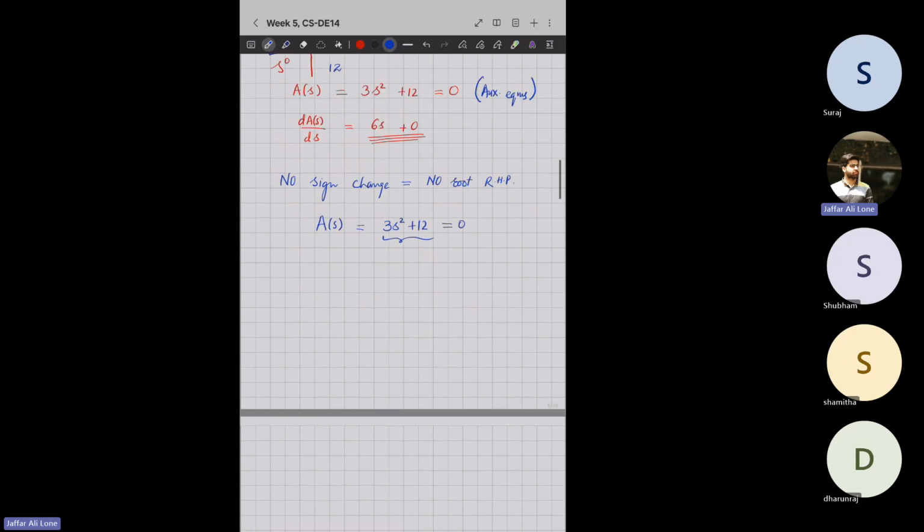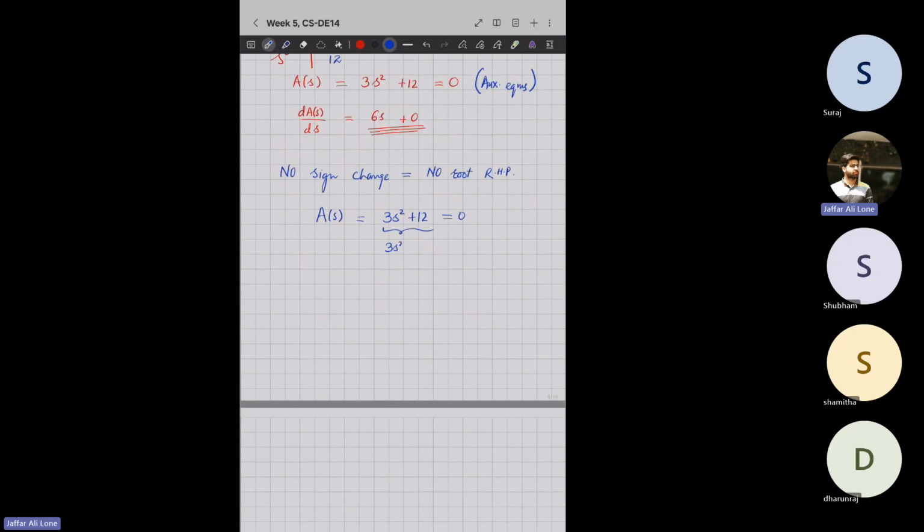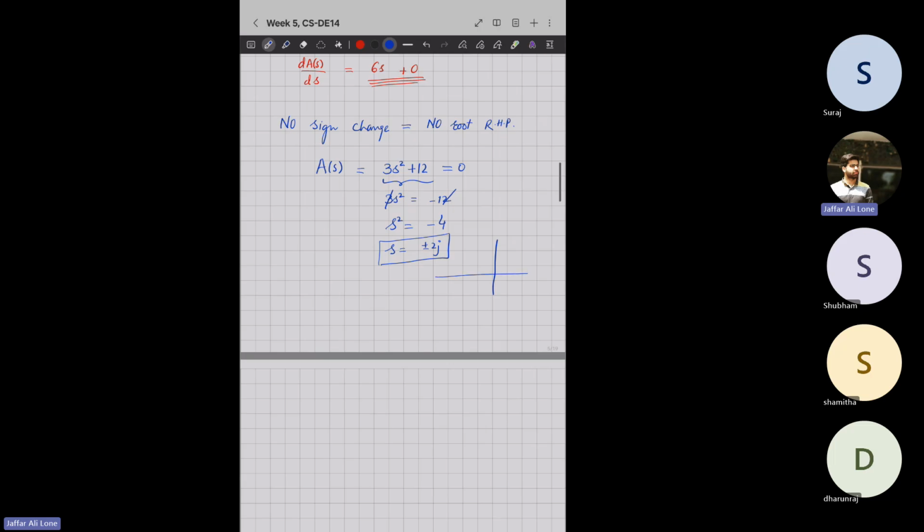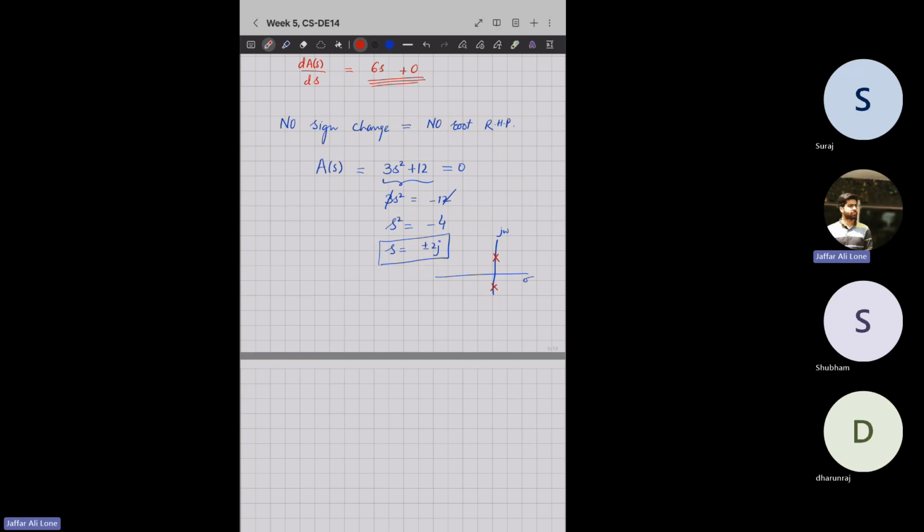So what are the roots of this auxiliary equation? It will be 3s square equal to minus 12, so s square is minus 4. My s will be plus minus 2j. So my poles do lie on the imaginary axis. Two poles are lying on the imaginary axis, and their location is plus minus 2j.